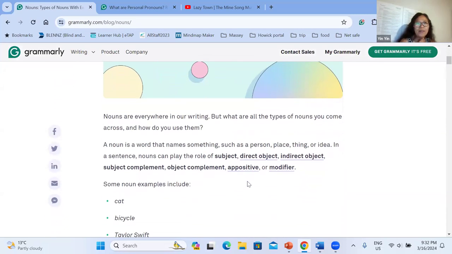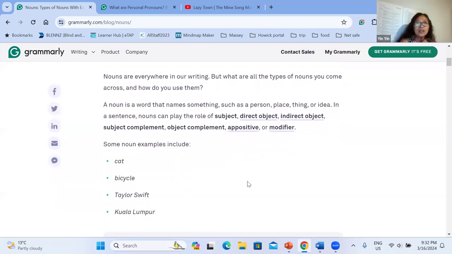So by definition, nouns are everywhere in our writing. But what are all the types of nouns you come across and how do you use them? A noun is a word that names something, such as a person, a place, a pagoda, a school, or a park.